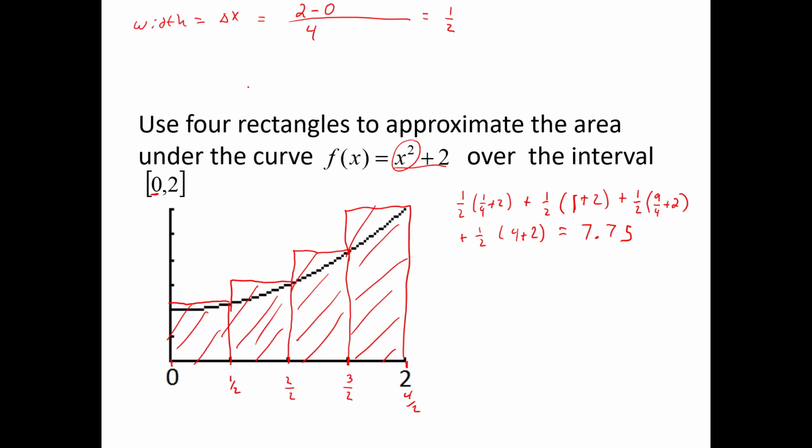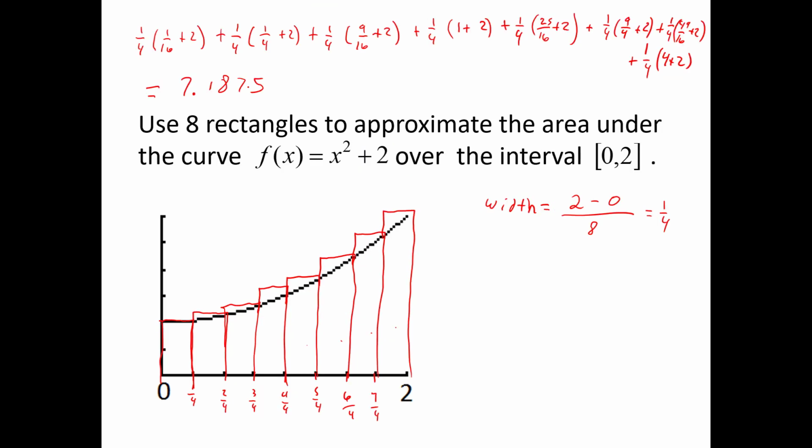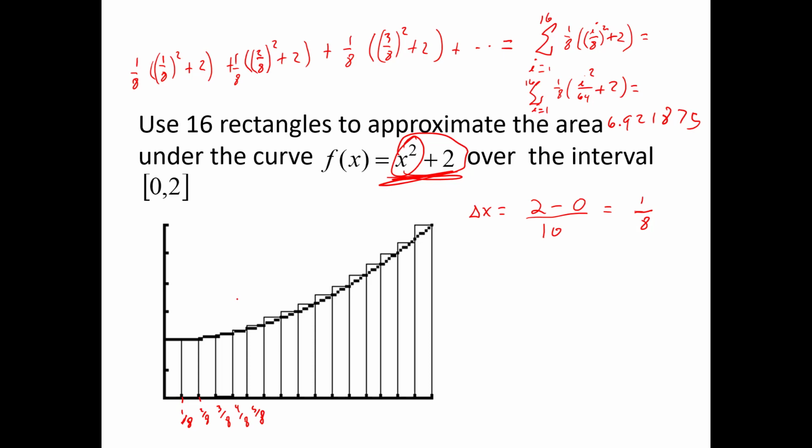We started off with a 7.75 area using 4 rectangles. That was obviously an overestimate. We got a better estimate by using 8 rectangles, less error. You can see that. So this portion right here is the error, and you could see that this has less error here. And now by going to 16 rectangles, which I have drawn for you, you can see that there's a lot less error, and we're down to 6.921875.